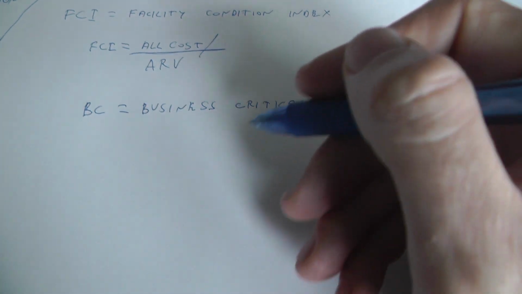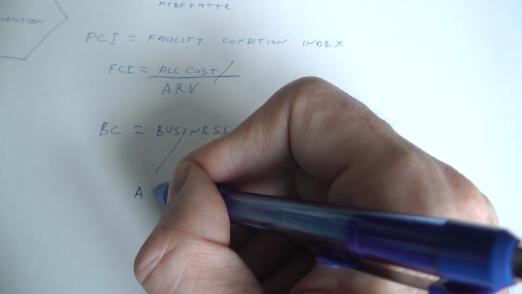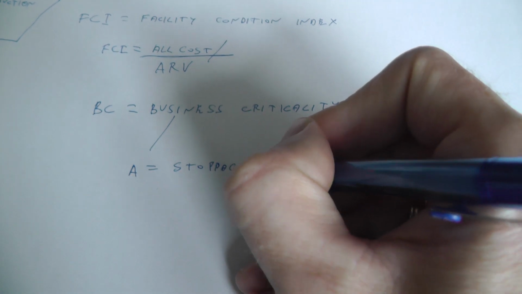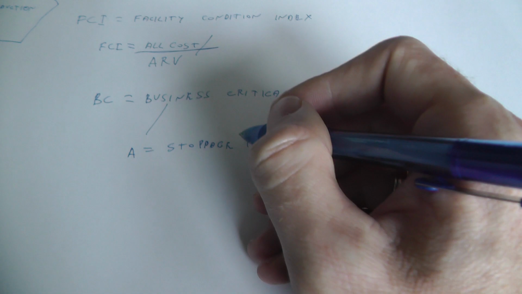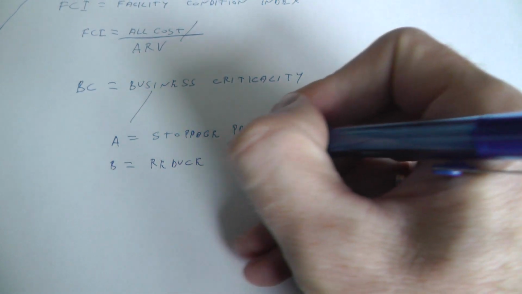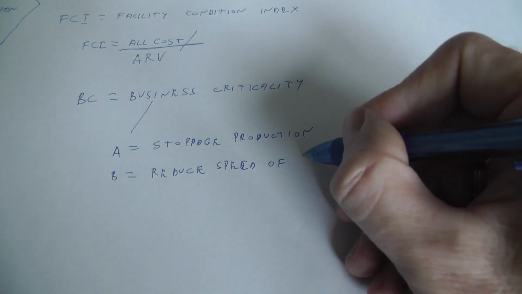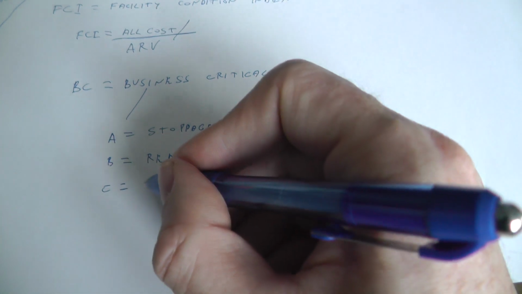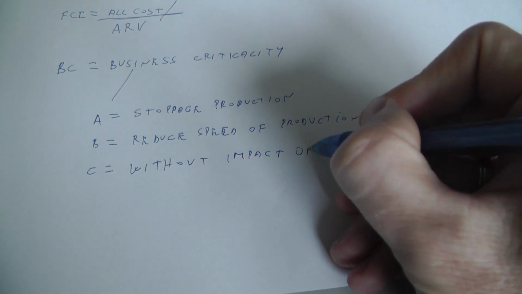And here we can use the ABC classification, and it means that A is stoppage of production, B is reduced speed of production, and C is without impact on production.